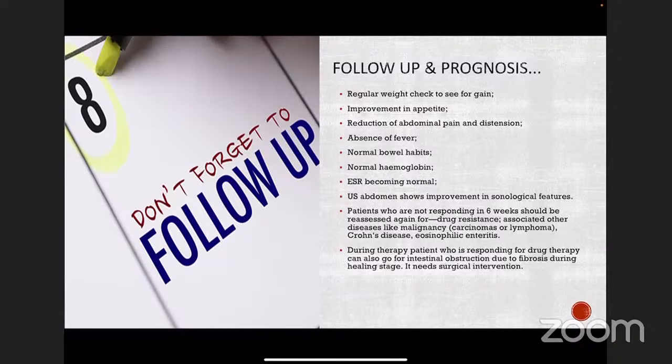Patients who are not responding or improving on such factors within 6 weeks of antituberculous drugs should be reassessed for drug resistance. That is why these points are important. If any point is lacking within 6 weeks of treatment, you have to think about drug resistance and change the drug accordingly. You also have to think about associated diseases, like malignancy, carcinoma, lymphoma, Crohn's disease, or eosinophilic enteritis.